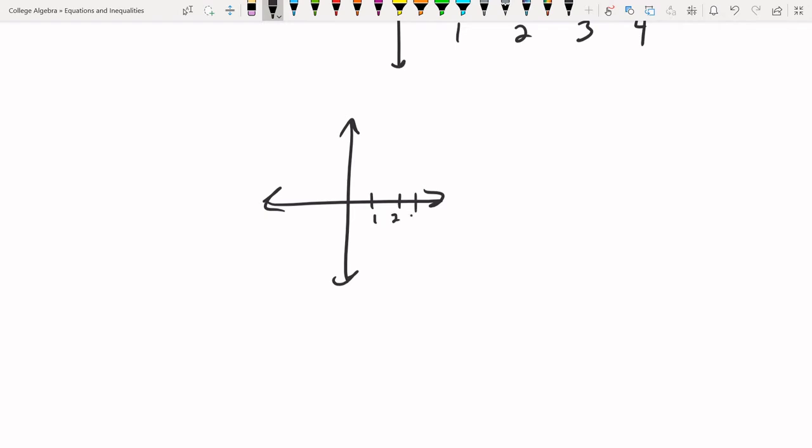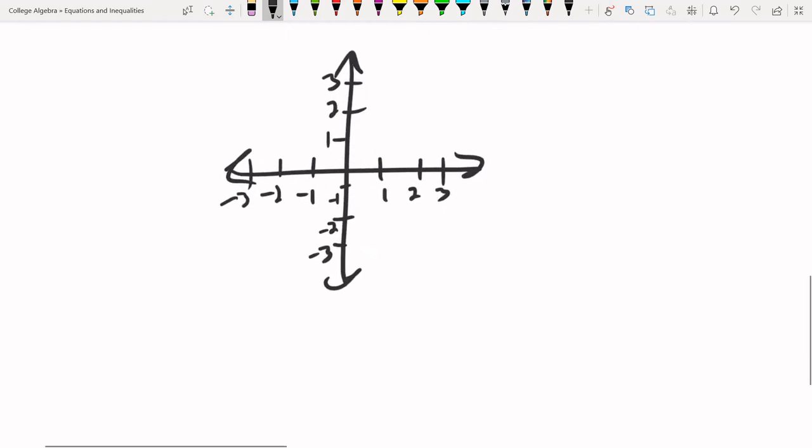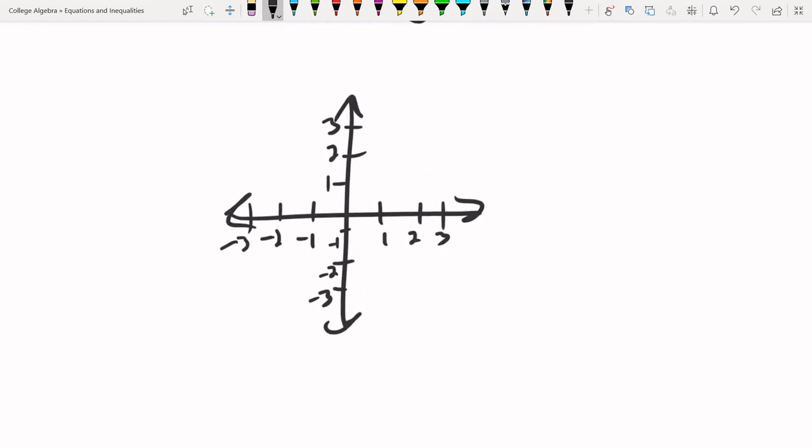Here's just a basic graph. We can do 1, 2, 3, -1, -2, -3. Typically, as we go up, we go positive. As we go right, because we read left to right, we're going in the positive direction. So up and right are positive, down and left are negative. And you can see there are 4 distinct quadrants that are cut out by these 2 axes.